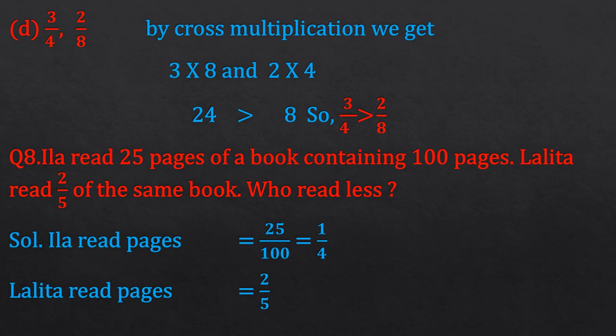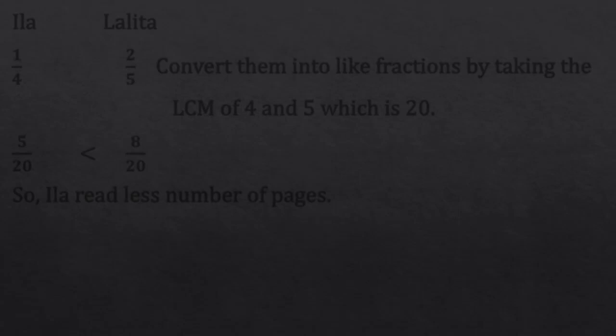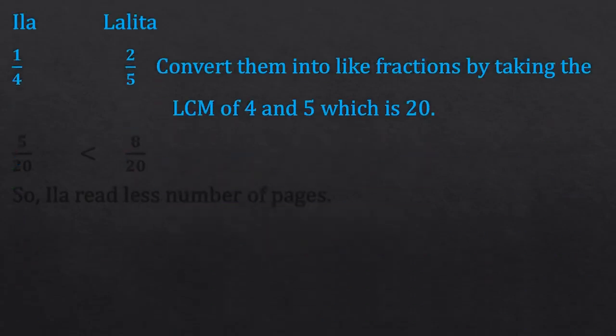Now let us compare them. Ela read 1 upon 4, Lalita read 2 upon 5. Now convert them into like fractions by taking the LCM of 4 and 5. We take the LCM of the denominators. So the LCM of 4 and 5 is 20.